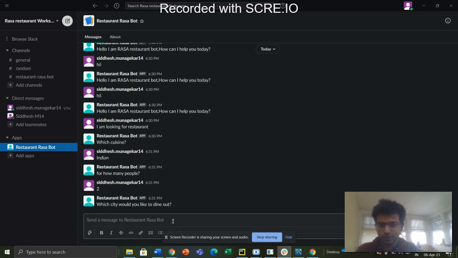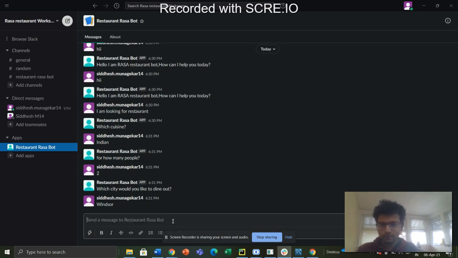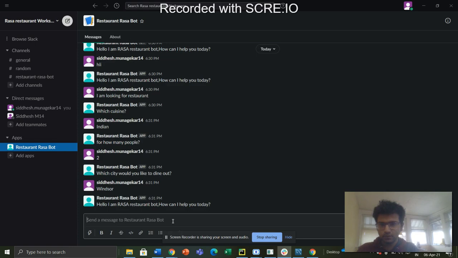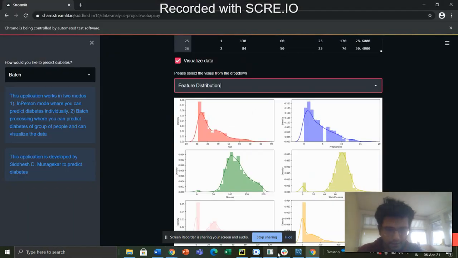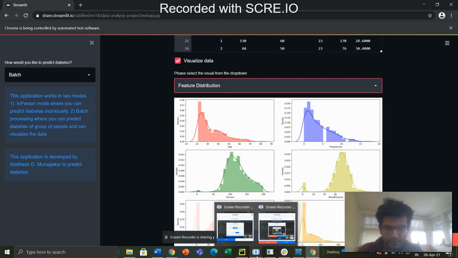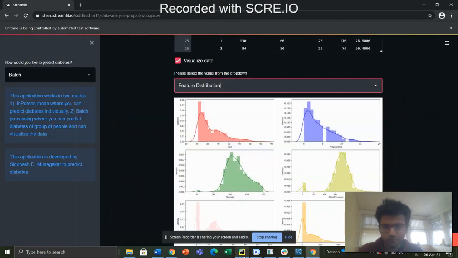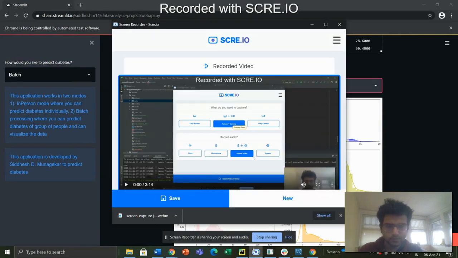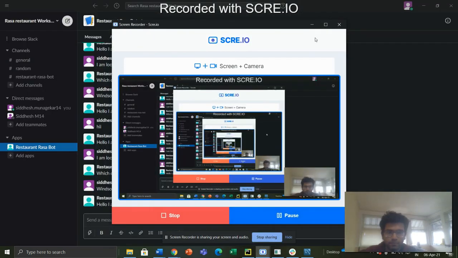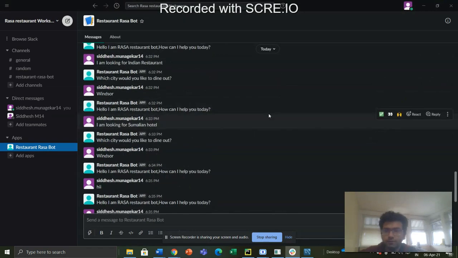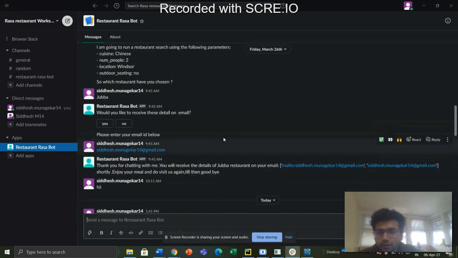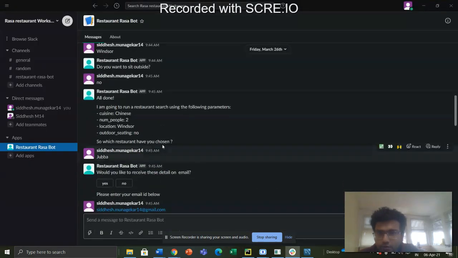Which city would you like to dine out? Then let's say one more out of scope. Whatever chat we were doing using the Rasa shell can be done using Slack as well by integrating Rasa with it.